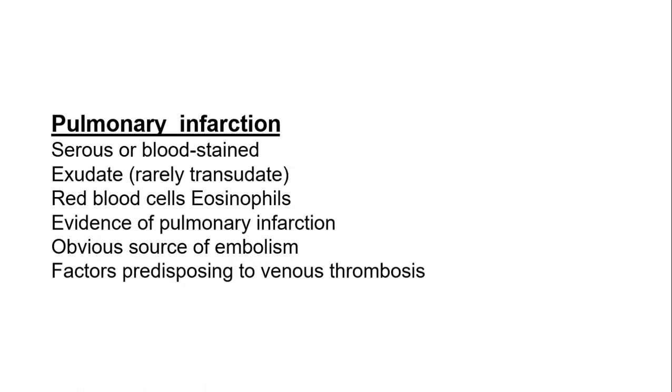In pulmonary infarction, the fluid is blood stained, usually exudative, and sometimes it can be transudative. Red blood cells and eosinophilia are found. Evidence of pulmonary infarction is seen on CT. An obvious source of embolism, like from the legs, may be seen on Doppler ultrasound of the legs. Factors predisposing to venous thrombosis should be asked about.